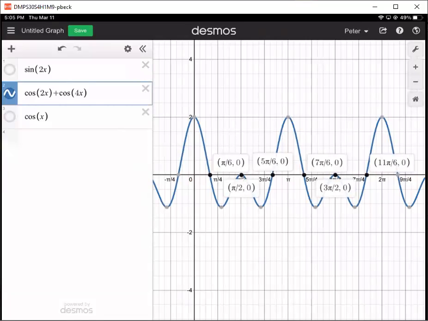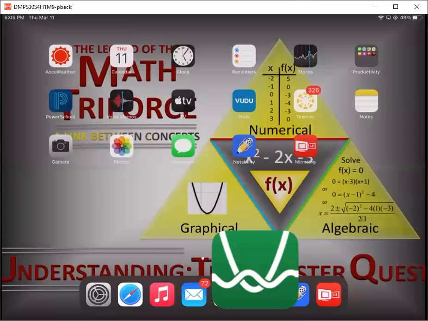I'm waiting for my screen to catch up with me. Let's try this one more time. It's stuck on Desmos. I can close out Desmos. There we go. All right.